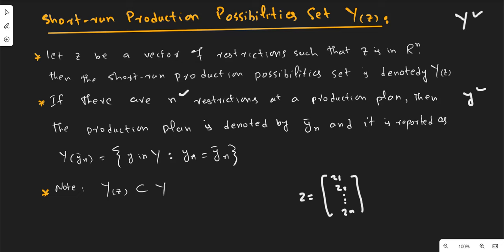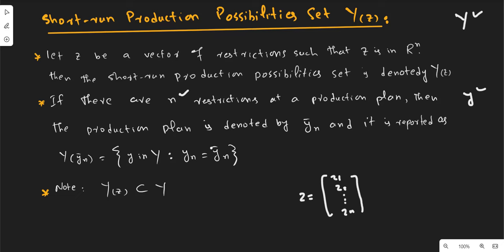n restrictions are imposed over y such that it results in y bar n. When you are imposing n restrictions on y, it is just equal to y bar n. So it means that it is a restricted production plan.